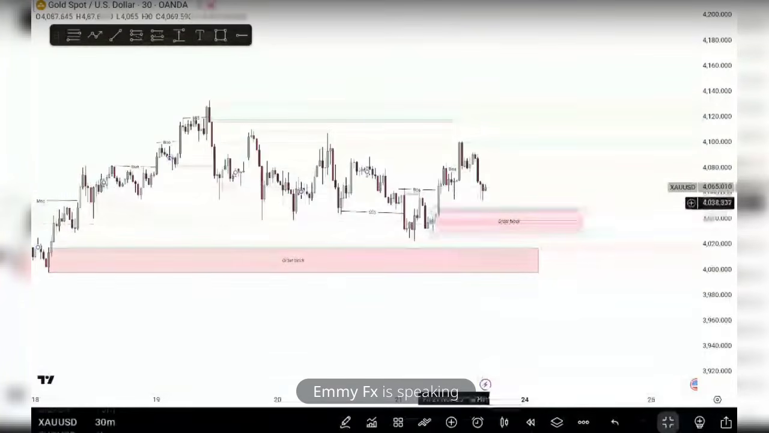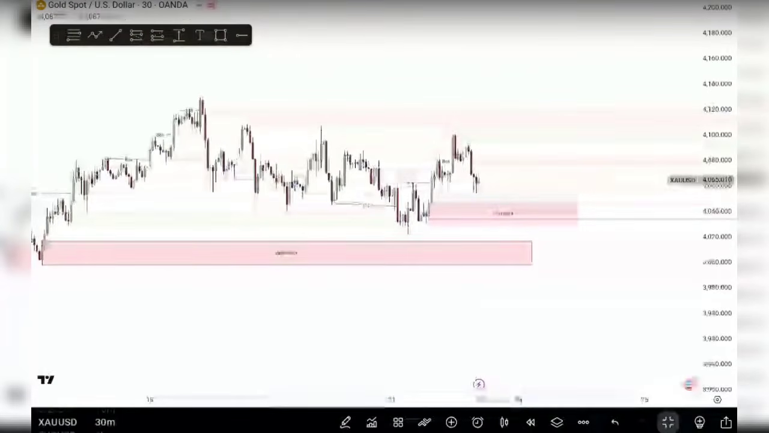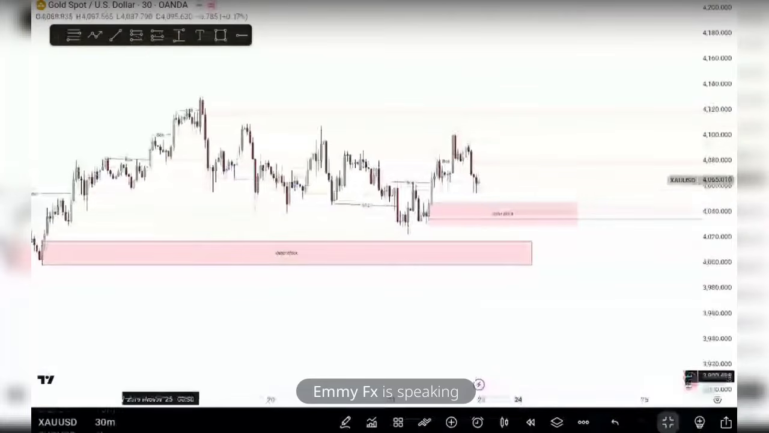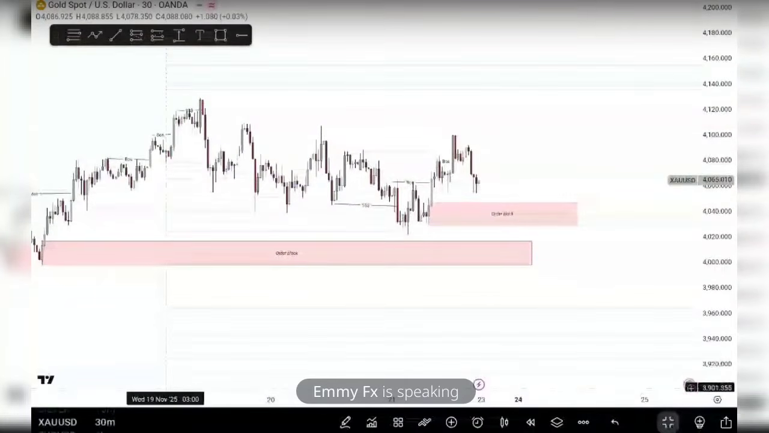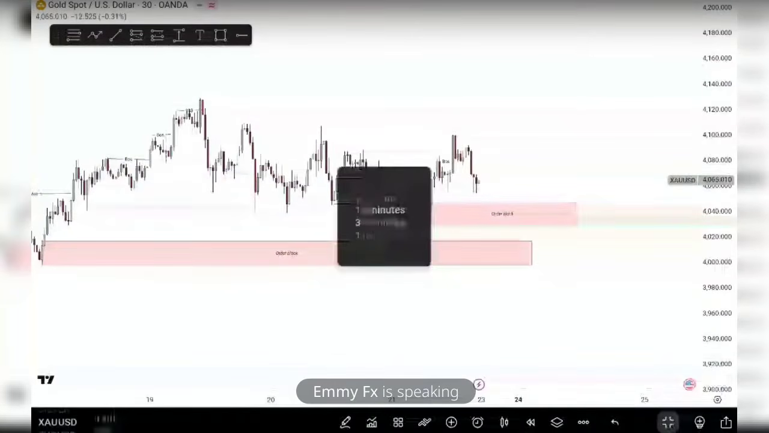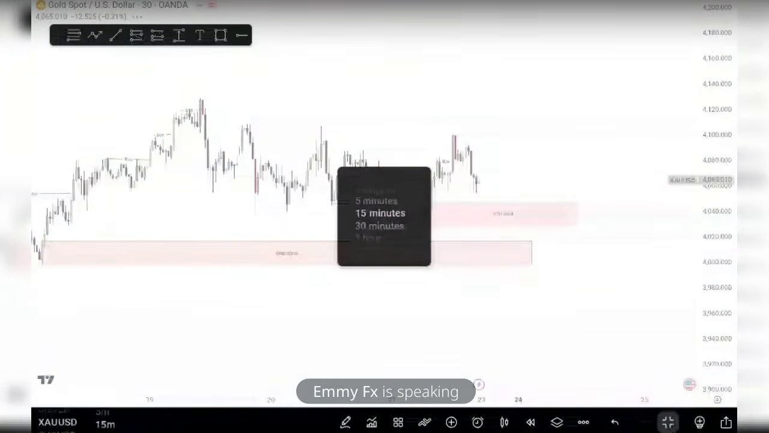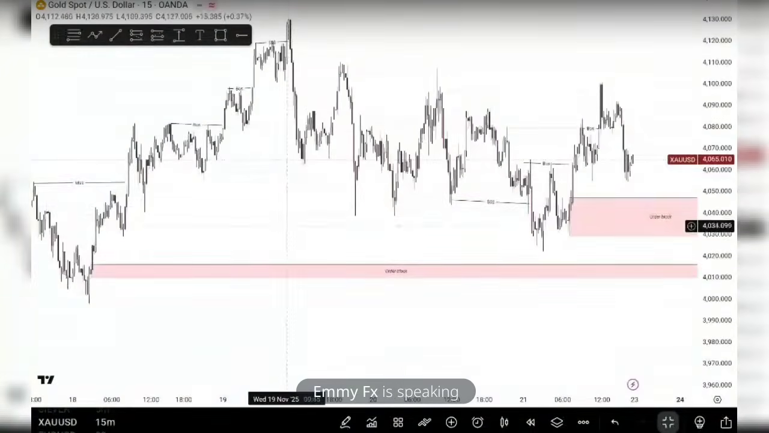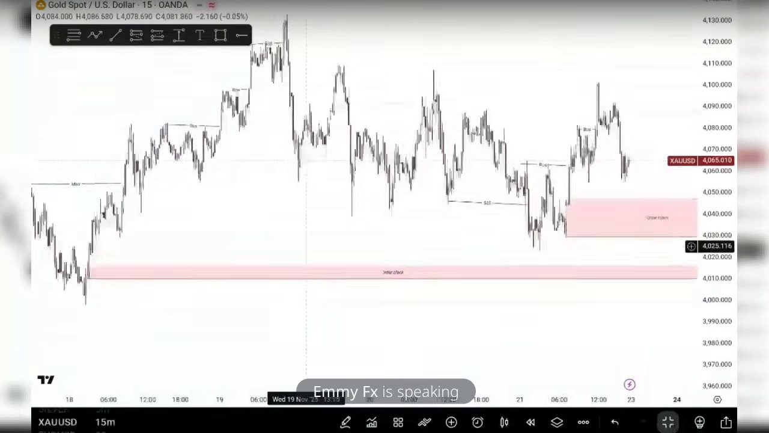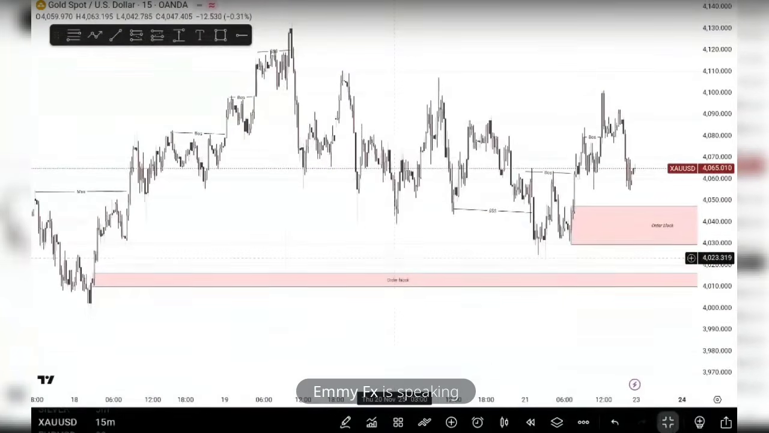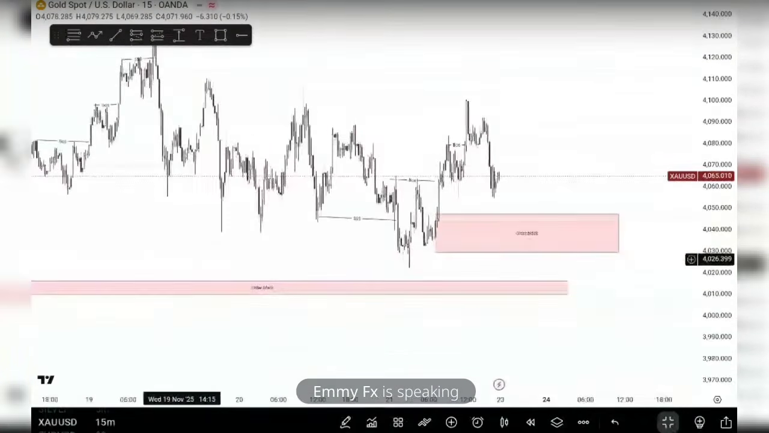Now, I want us to go to the 15-minute time frame. The 15-minute time frame is that. So we have this order block in this zone, right? We have this order block in this zone. Now this is our demand zone.